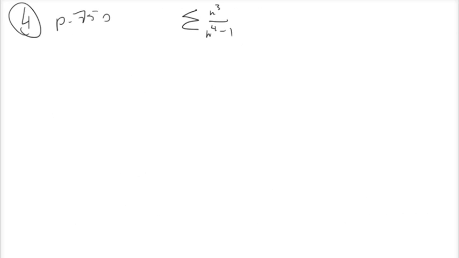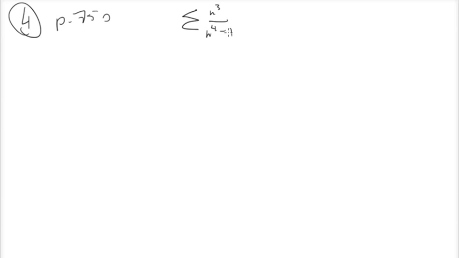Alright, so we're going to do number 4 on page 750 of your book, and it asks us to figure out whether or not the series n cubed over n to the 4th minus 1 is convergent or divergent using one of the comparison tests. So the question of the day is, which comparison test do we use?